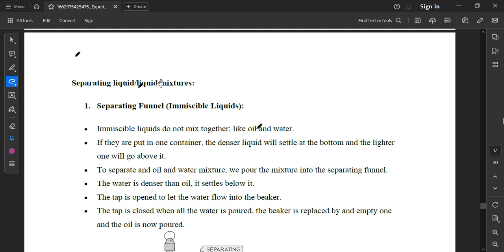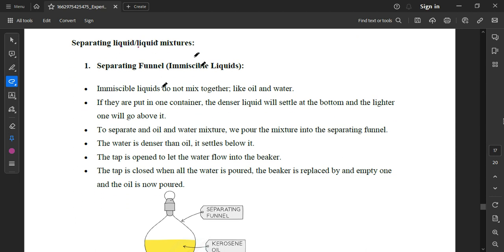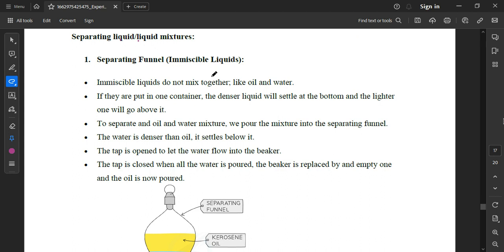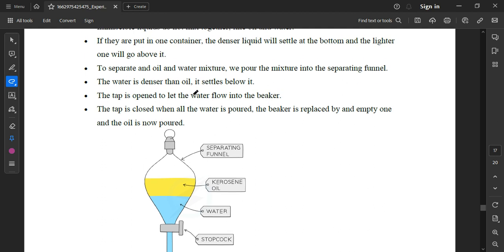Liquid mixtures. You can use a separating funnel if they are immiscible liquids. Immiscible liquids do not mix together, like oil and water. When you put them in a container, the denser liquid will settle at the bottom and the lighter one will go up. Water is denser than oil, so it settles below.